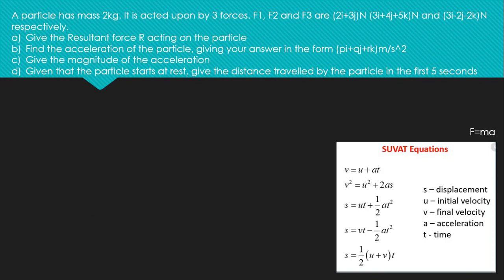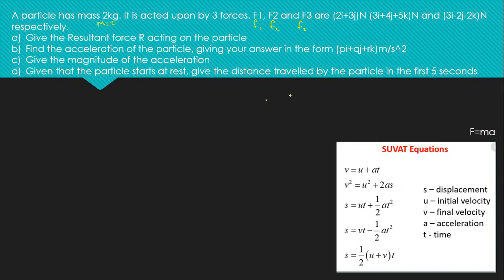We've got a particle with a mass of 2 kilos, so we're going to be using it, that is m equals 2. It's acted on by 3 forces. Really, these should have subscripts. They should be F sub 1, F sub 2, and F sub 3, but I couldn't figure out how to do it on my computer. So we've got these 3 forces here. Give the resultant force acting on the particle.